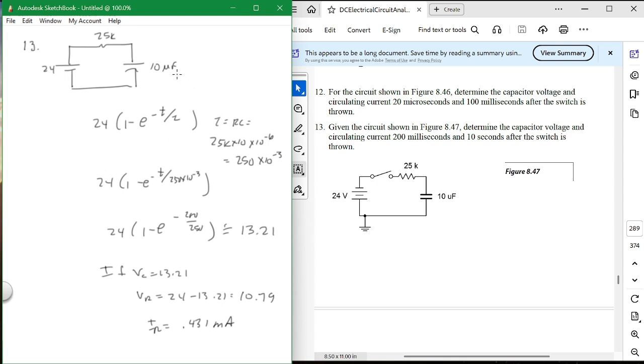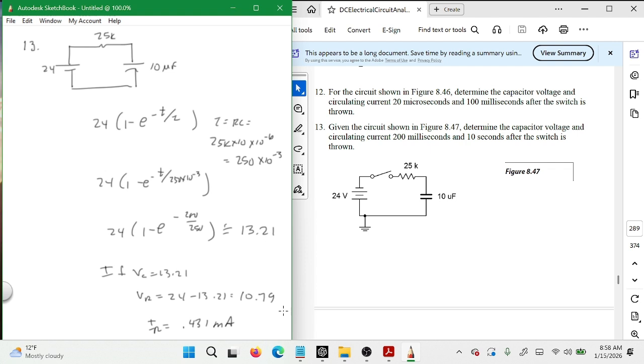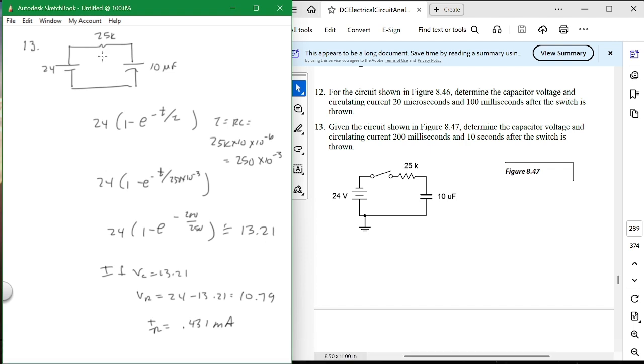Now, what's the current through the capacitor? Well, in order to get the current through the capacitor, you've got to go back to the resistor and say the voltage around the closed loop has to always add to zero. So if it's 13.21 here, what is it up here? What's left? 10.79. So the voltage across that resistor is 10.79. Divide that by 25K, and I come up with 0.431. Okay?